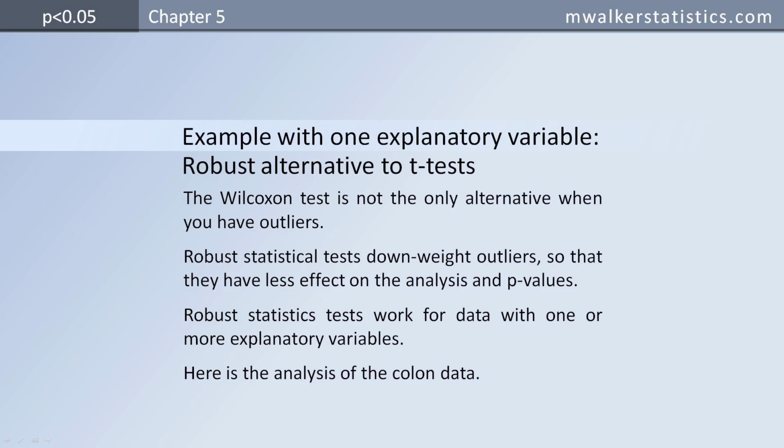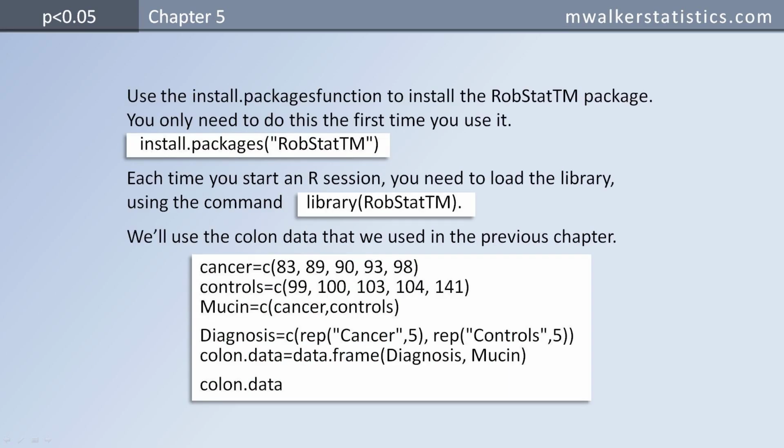Example with one explanatory variable, robust alternative to t-tests. The Wilcoxon test is not the only alternative when you have outliers. Robust statistical tests downweight outliers so that they have less effect on the analysis and p-values. Robust statistics tests work for data with one or more explanatory variables. Here is the analysis of the colon data from Chapter 4.